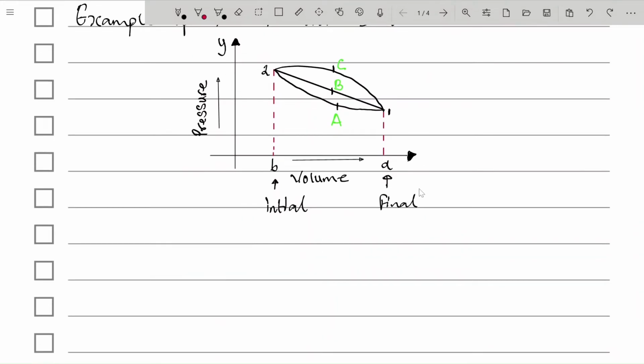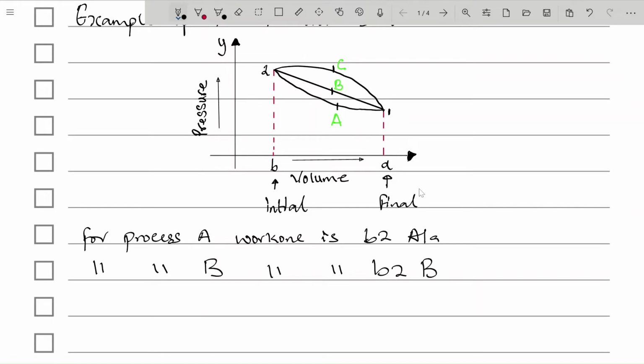For process A, work done is B2 A1 A. For process B, work done is B2 B1 A. Likewise, for process C, work done is B2 C1 A.